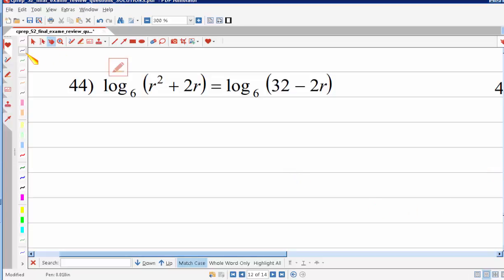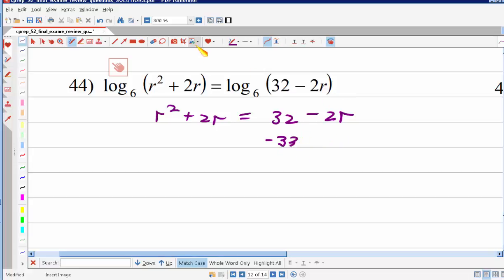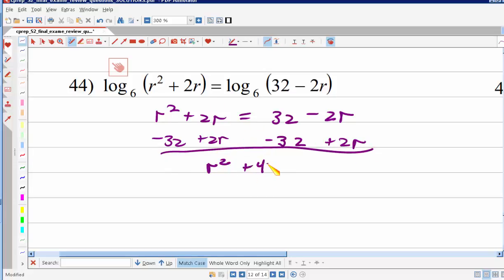Okay, so I have a few more log equations here. So this one, it's log equals log, so I just equate the arguments, but I'm going to get a quadratic equation this time. So I'm going to solve that by factoring. So it's going to be minus 32, and I need to add 2r. So I get r squared plus 4r minus 32 equals 0.